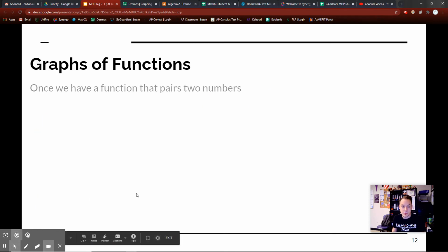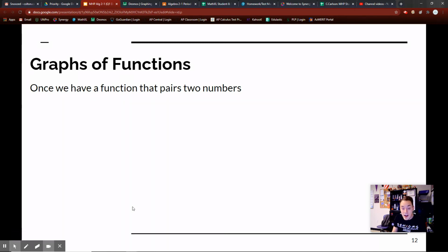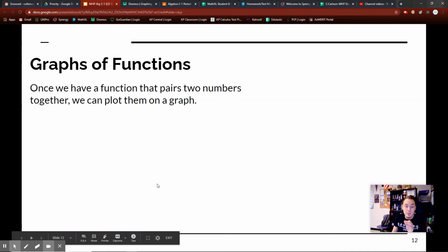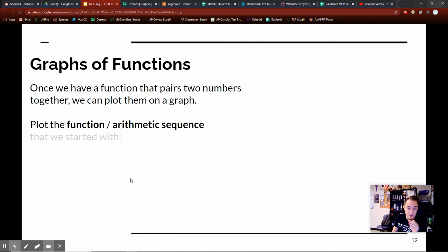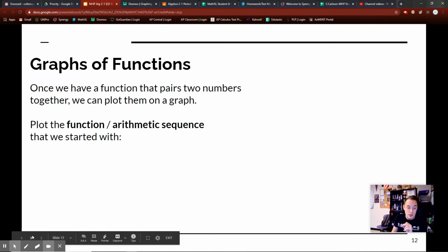Okay, graphs of functions. What do graphs of functions look like? Once we have a function that pairs two numbers together, we can plot them on a graph. So we want to plot the function or arithmetic sequence that we started with. So what was that? We started with this.